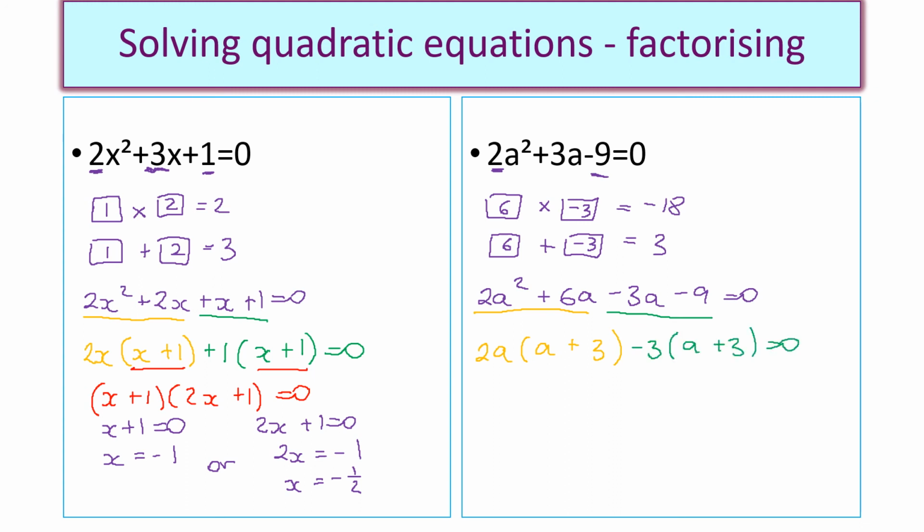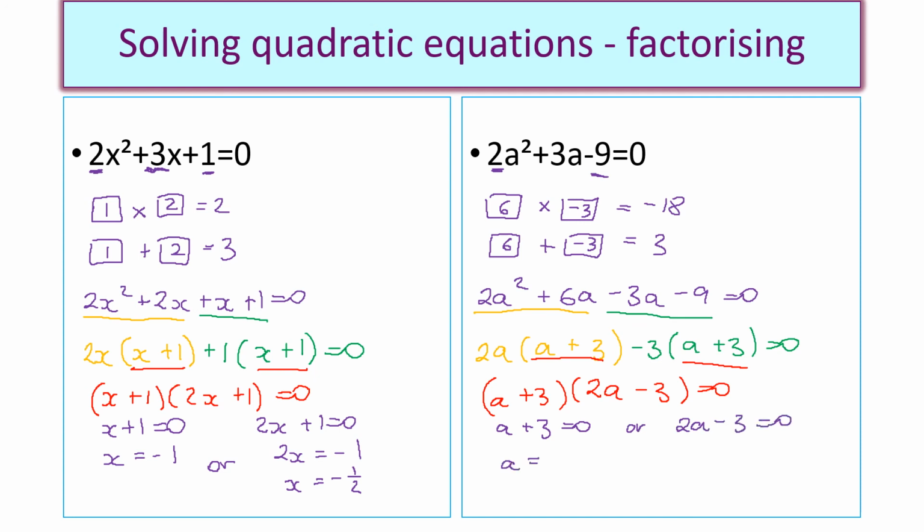Again, notice that we get the same expression inside the bracket, which is exactly what we want. And that becomes our factor. And then 2a minus 3 goes in the other bracket. Now, this will be equal to 0 if at least one of those brackets is equal to 0. So a plus 3 is equal to 0, or 2a take away 3 is equal to 0. So a is equal to negative 3, or 2a is equal to 3. So a equals 1.5.